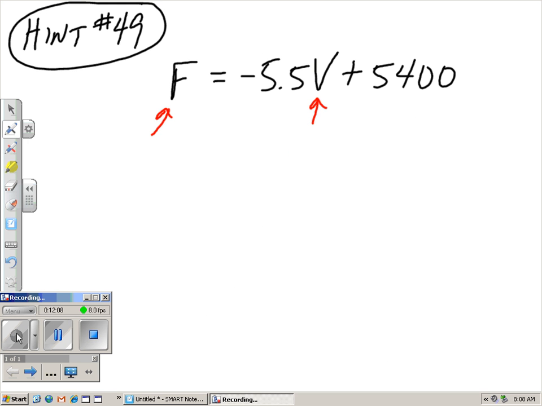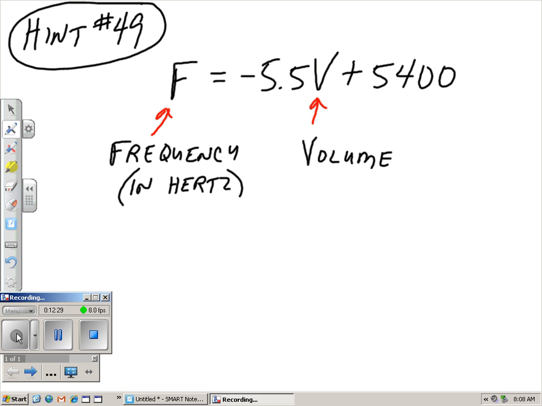Alright, here's a hint for your homework problem number 49. It's a word problem, and everybody gets scared on word problems, but they're not that bad. If you read the problem, you'll see that there's a formula embedded in there. And the formula is F equals negative 5.5V plus 5400. Well, it helps to understand the problem if we know what F and V are. When you read the problem closely, you'll see that F stands for frequency in hertz, and V stands for volume. I believe this is the problem about the bird intaking air, and the more air, the bigger volume of air that the bird takes in, the more frequency their bird call has.